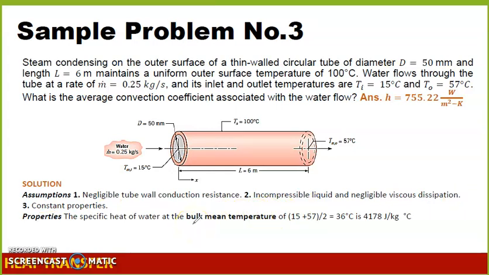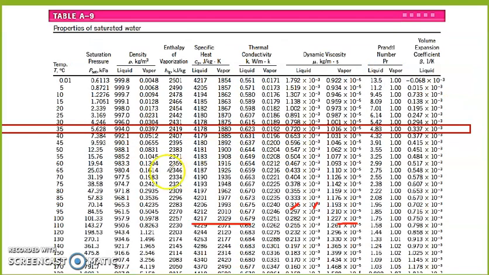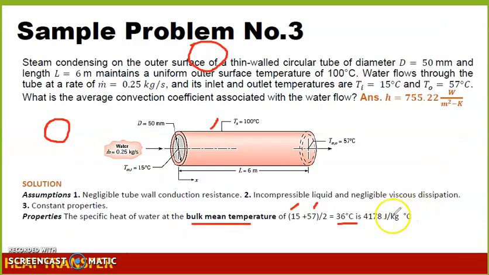So the bulk mean temperature is the inlet temperature plus the outlet temperature divided by 2. So evaluate Cp at 36 degrees Celsius. Since we don't have 36 degrees Celsius, we interpolate between 35 and 40. So looking for Cp by interpolation, this is actually almost 4178. That's why we have 4178.